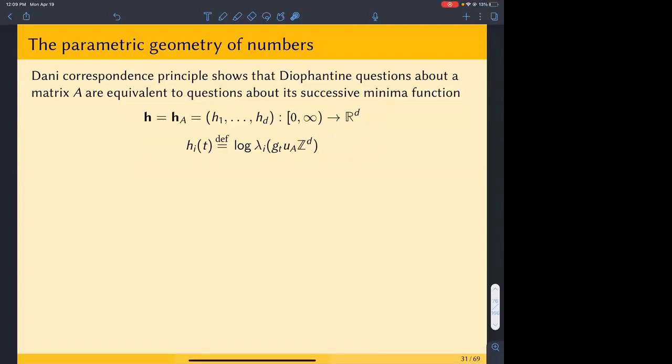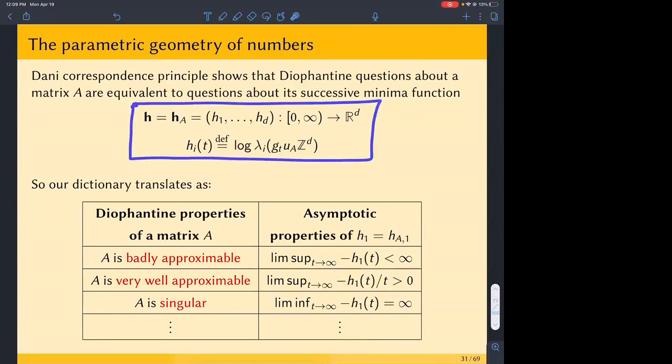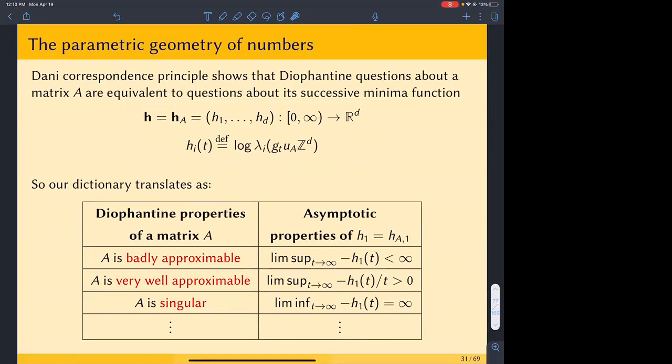This is the heart of the parametric geometry of numbers, for a matrix A. Once you realize what this functional is, then using the correspondence principle, you can take all of those things about g_t u_A being bounded, being divergent, etc., and transform them into conditions on the first coordinate of this successive minima function.